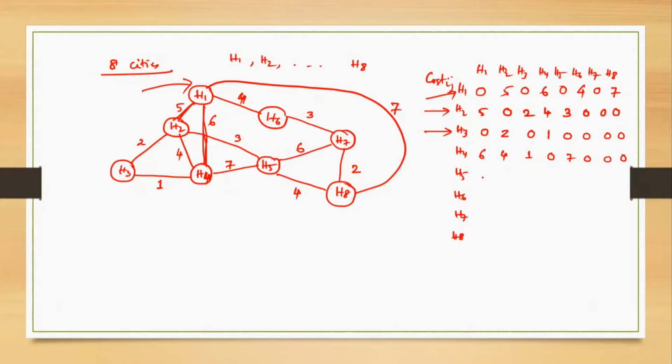Then H5 to H1, it's a 0. H5 to H2, it is 3. H5 to H3, it's nil, that is 0. H5 to H4, yes, it is 7. H5 to H5, it's a big 0, no self-loop. H5 to H6, no, sorry, 0. H5 to H7, yes, it is 6 units. H5 to H8, yes, it is 4 units.